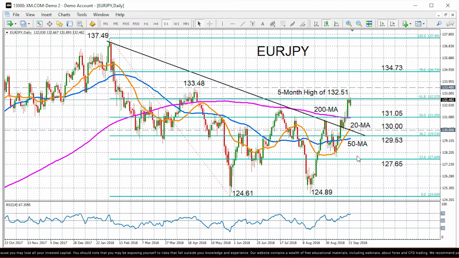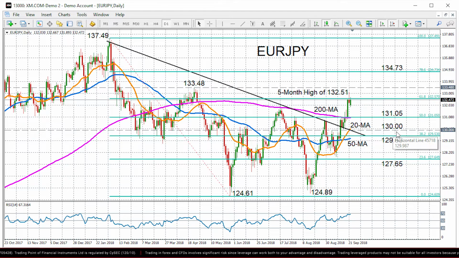overbought levels, we could see the pair heading back down towards the 50% Fibonacci, which is just above the 131 handle, and is also where the 200-day moving average is flatlining right now. A breach of that support area would drive the pair towards the 20-day moving average, and that's also just where the descending trend line currently is. So key support area there at around the 130 level.